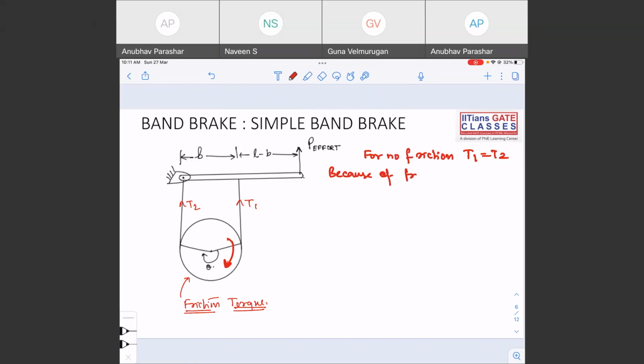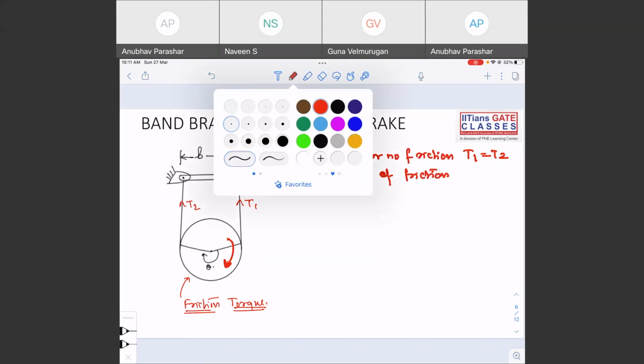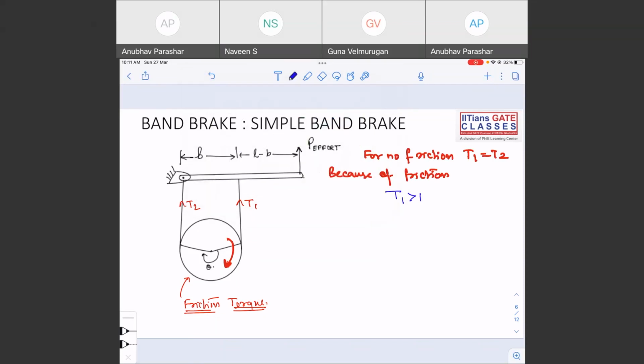But because of friction, T1 will be greater than T2. You can see the wheel will try to pull this string down, whereas the wheel is trying to push this string up. Definitely it will not get pushed, but you can see the difference. This string is being pulled down and this string is being pushed up. So T1 will be greater than T2, right?